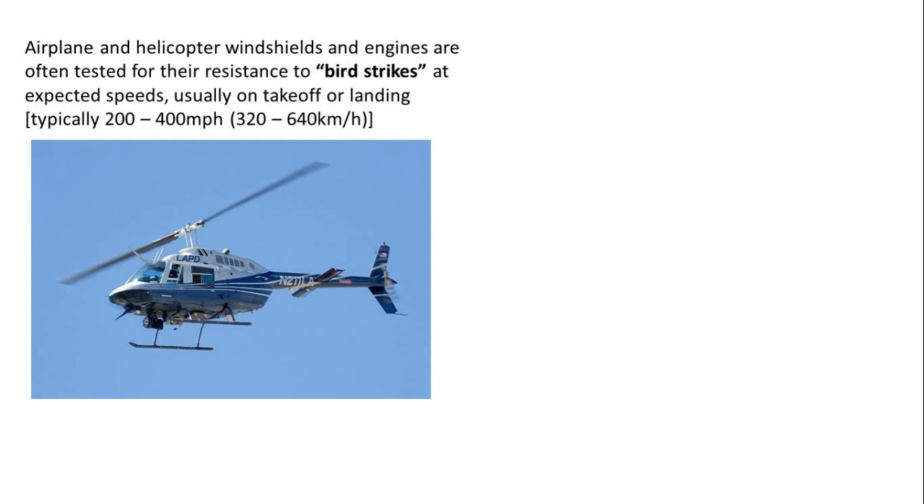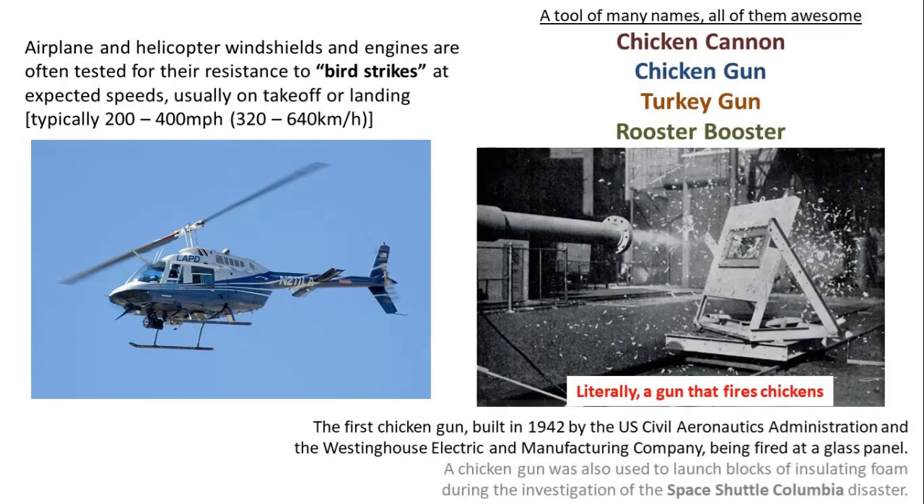Certain parts of planes and helicopters, like engines and canopies, are designed and tested for resistance to collisions with birds, or bird strikes, at reasonably expected speeds. This is done using a chicken cannon, an air cannon used to launch raw poultry, or simulants of clay and plastic, at vehicle parts at upwards of 400 miles per hour.